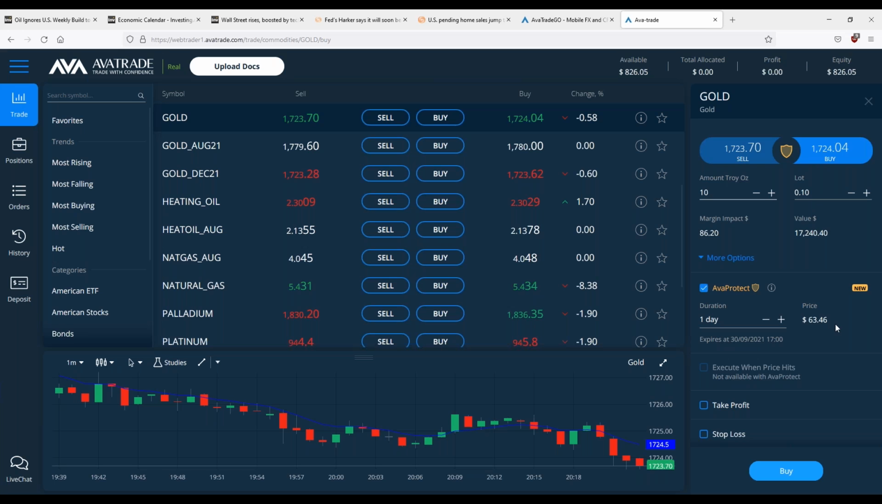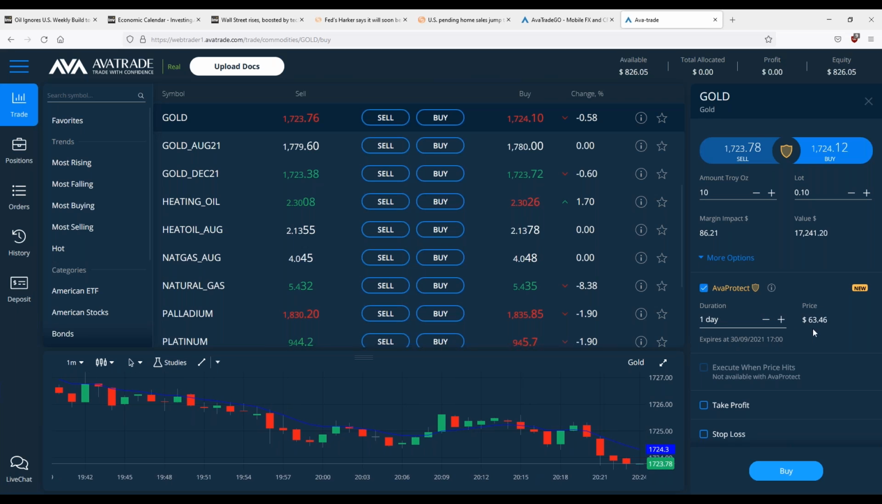You don't have any other risk during that protected time period. And you could even go 2 days. And look, the cost's not that much more, right? So for another less than $30, I can have 2 days protection. And who doesn't know that gold could move more than $10 in 2 days to cover the cost of the premium? Could go much more than that. So this could be part of a risk management plan if you see fit to use AvaProtect.